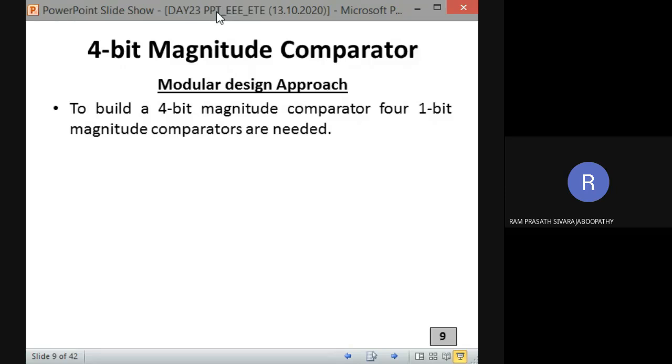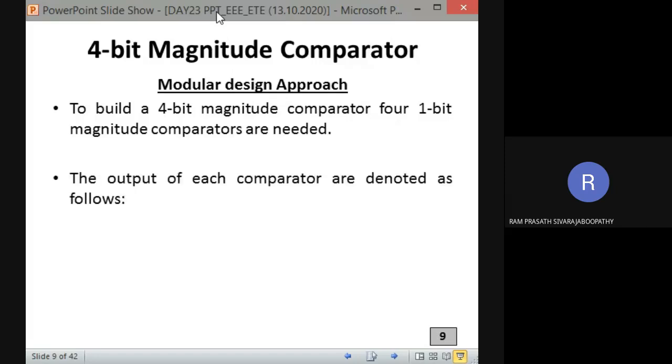Fine. So next, each 1-bit magnitude comparator, what about the outputs? For each 1-bit magnitude comparator, how many outputs will be there? 3 outputs. What are the 3 outputs? The outputs of each comparator are denoted as follows. In general, I am representing with i. i indicates the bit position. If I am saying i equal to 0, it means A0 greater than B0. So what about the outputs for greater from each 1-bit magnitude comparator? G3, G2, G1, G0. Instead of G, I am notating with a number.